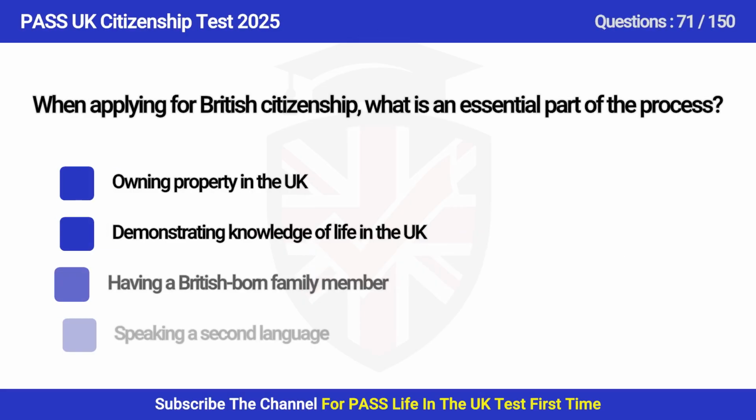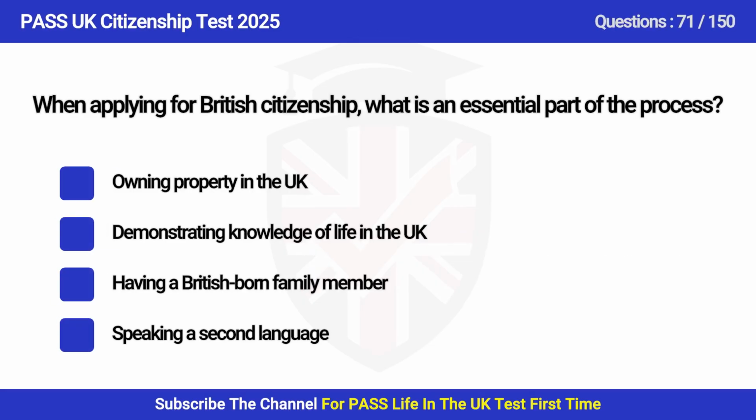Question 71. When applying for British citizenship, what is an essential part of the process? A. Owning property in the UK. B. Demonstrating knowledge of life in the UK. C. Having a family member in the UK. D. Speaking a second language.